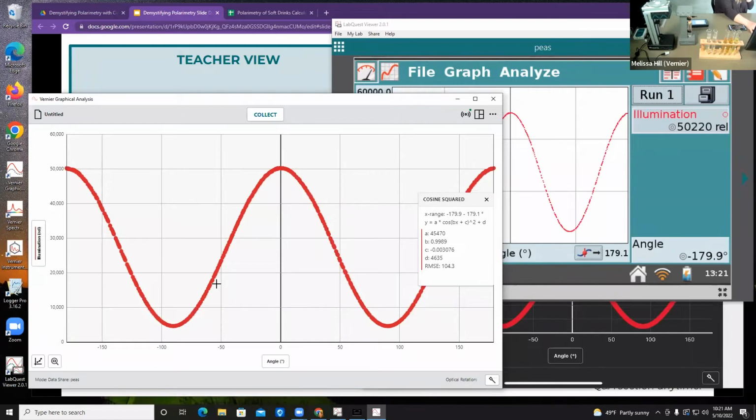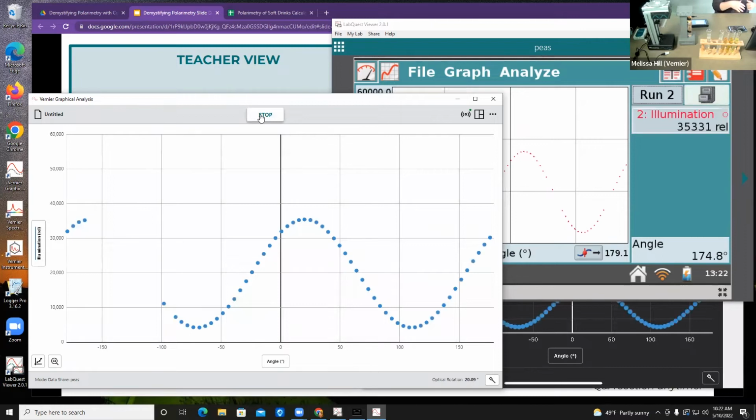Okay, so now we've done water. The whole point of this experiment that we're going to look at today is looking at known sugars, sucrose and fructose, and then comparing those to commercial beverages and having the students identify what the main sugar is in the commercial beverages. So I have a 30% sucrose solution here that I'm going to run. And when I press collect, the data is automatically stored. It's just hidden. And now it's going to run my sample of sucrose.